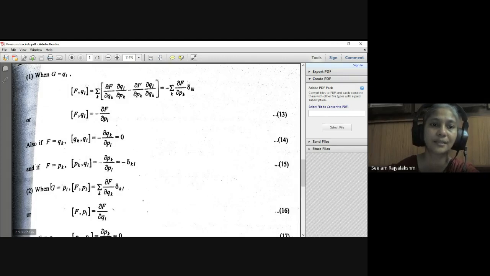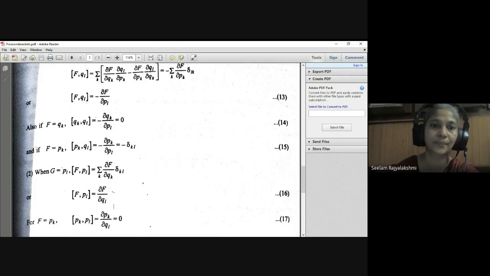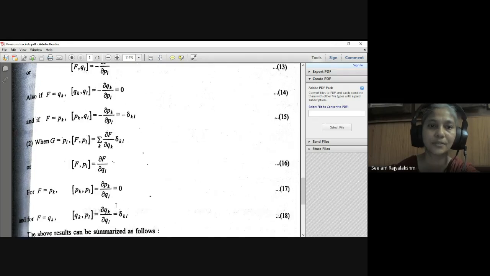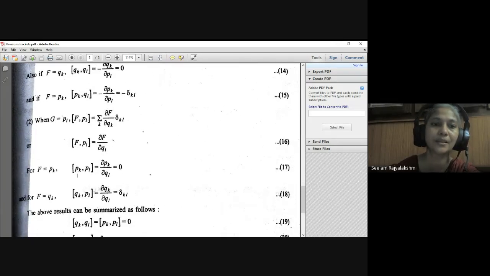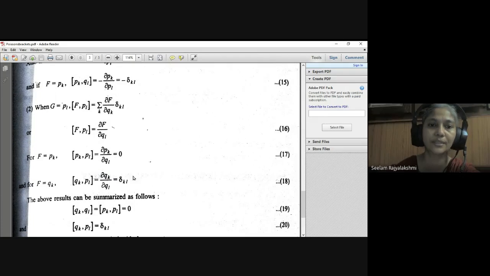Now let us consider the case g equals pl. Here already we have considered g equals ql. Now let us consider case two, g equals pl. {f, pl} is equal to sigma k ∂f/∂qk into ∂pl. So here it is the same as in case number 1. So {f, pl} is equal to ∂f/∂ql. Here we are replacing k equals l. Delta kl equals 1 here, since k equals l. So if you replace f with pk, {pk, pl} is equal to ∂pk/∂ql, which is equal to 0, equation number 17. In the same way, let us replace f with qk. So {qk, pl} is equal to ∂qk/∂ql, which is equal to delta kl.